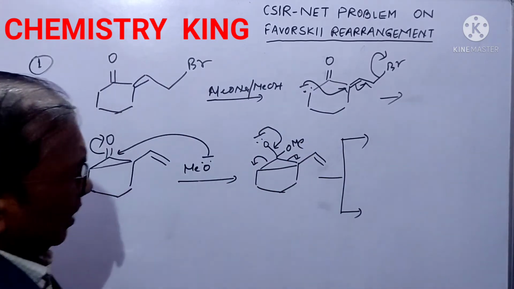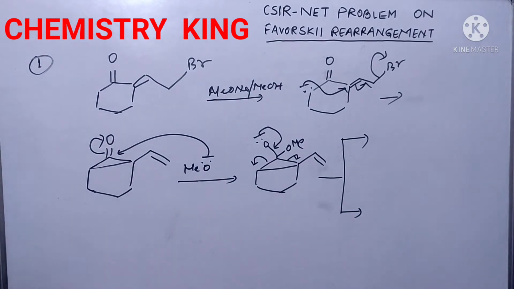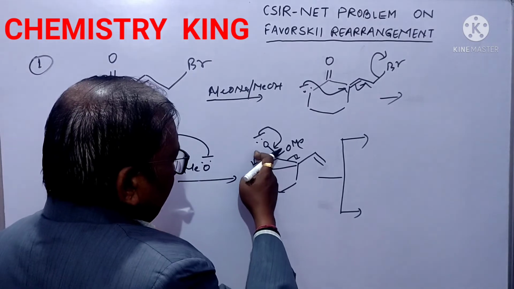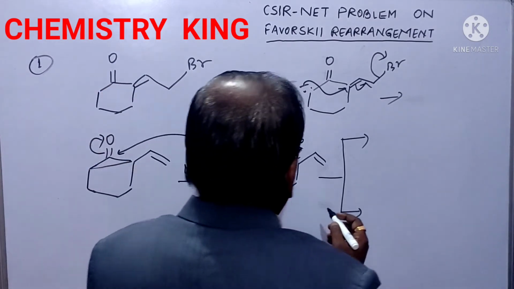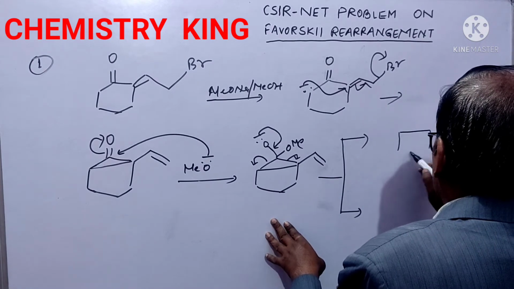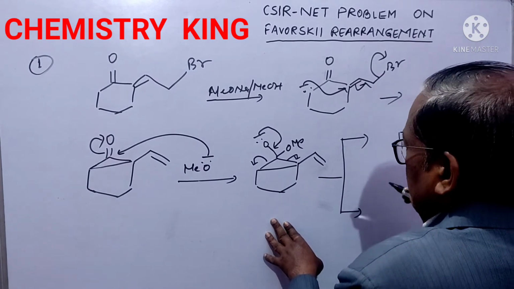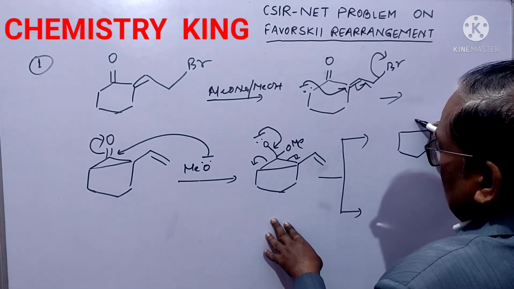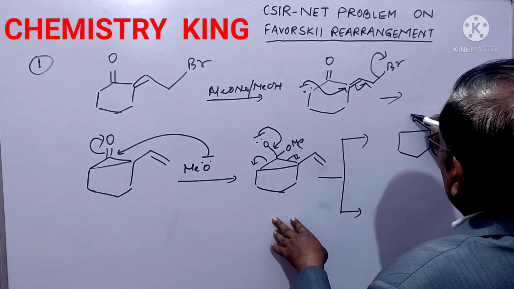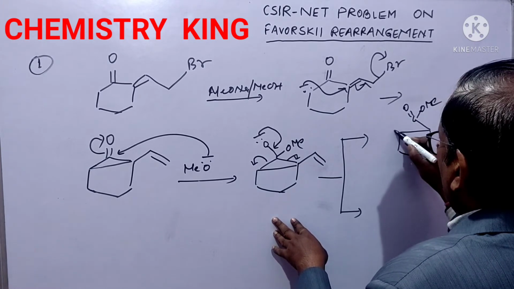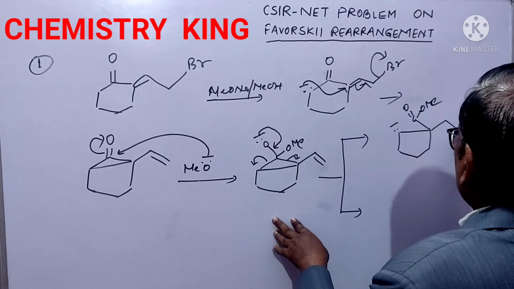Friends, you are advised to do it from both sides. If this bond breaks, what will happen? Right here, this bond is broken. So it becomes C double bond O, OMe, and the minus charge will be here. Okay?